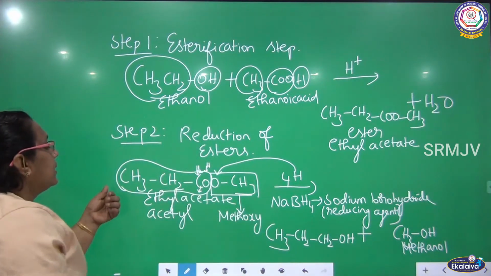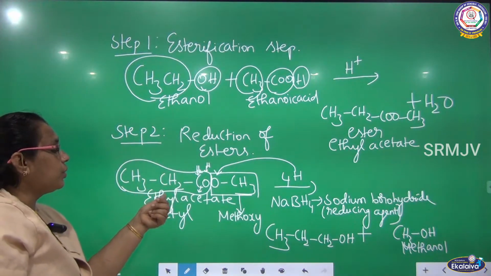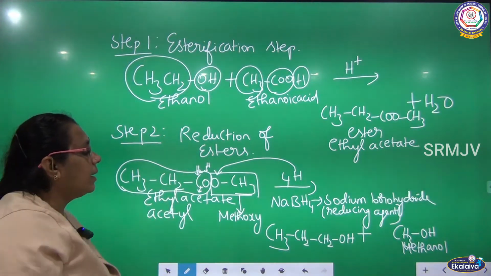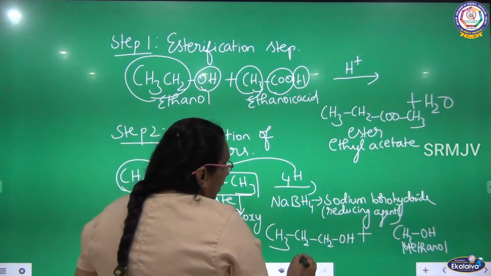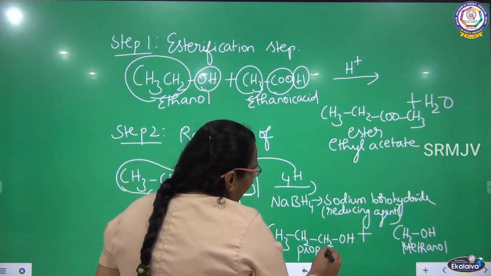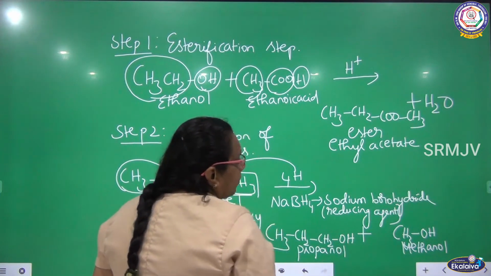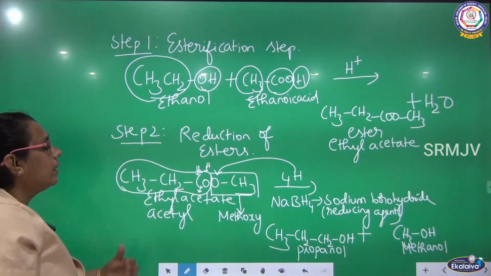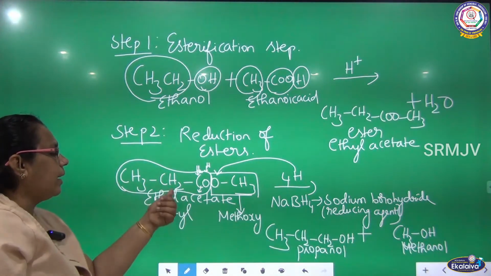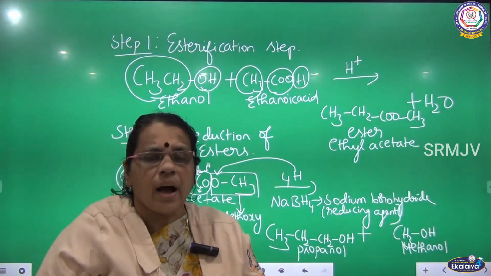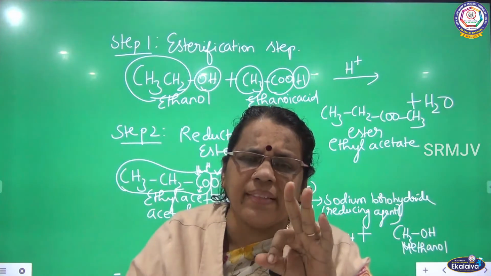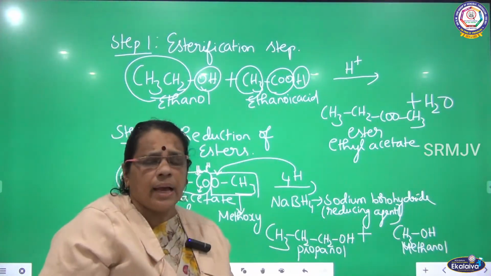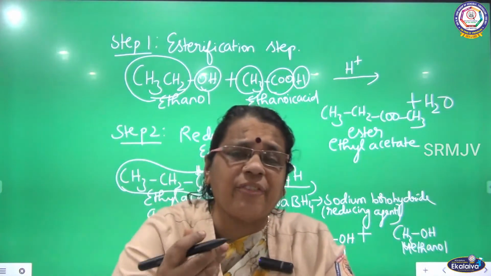So CH3 is already there and CH2 is also there. One more carbon is also there. You add hydrogen. So what is the compound we are getting here? Propanol. We are getting a mixture of alcohols, propanol and methanol. There are 3 carbon, is it not? So on this side there are 3 carbon. So we can get an alcohol with 3 carbon. What is the name of the alcohol with 3 carbon? Propanol. What is the other side? I am getting methanol.